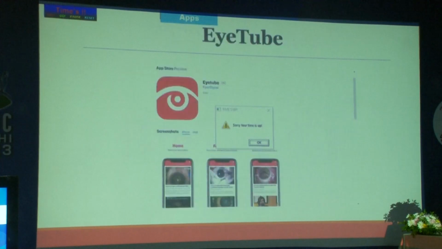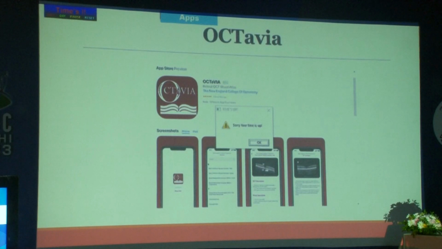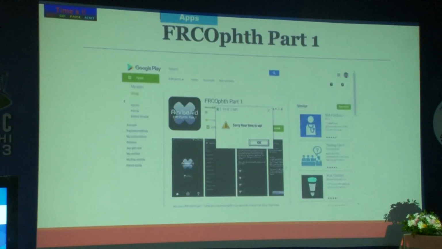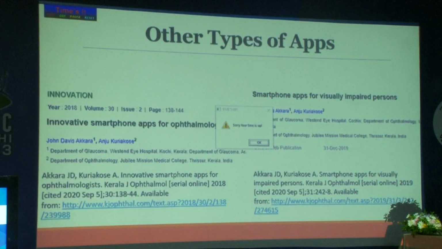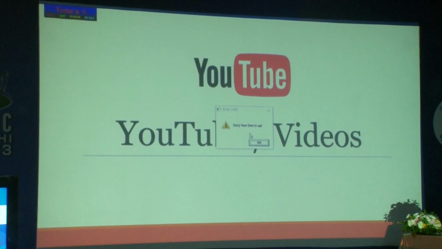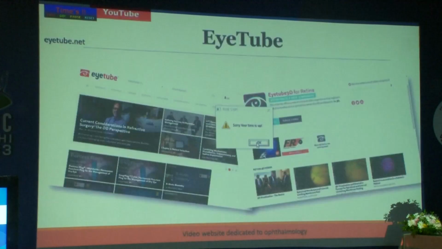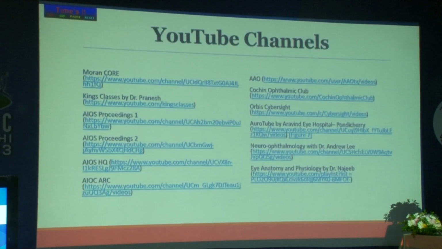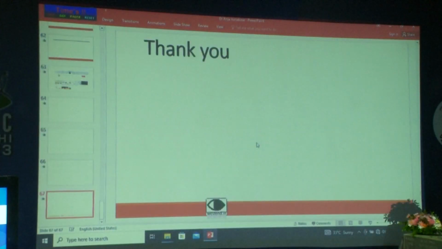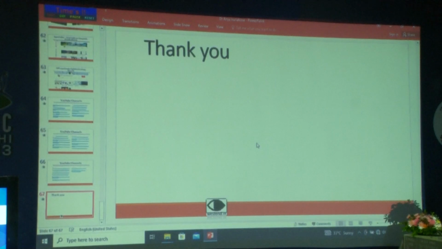Next is EyeTubes. There's an eye grader app. I'll just skip a few. There are apps for FRCS exams also. Other types of apps are also available. There are a few YouTube videos, like OroTube. There are a few other YouTube channels which will give us an idea of how to proceed further. Thank you.